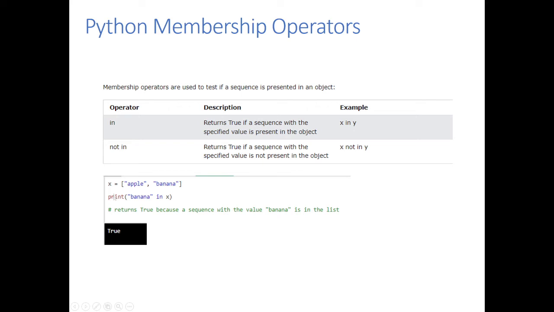So here's an example, x equals apple, banana. So we print if banana in x, if banana is inside x. Since banana is here, this returns us a true value.